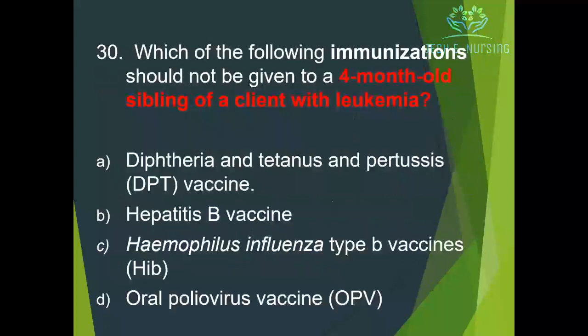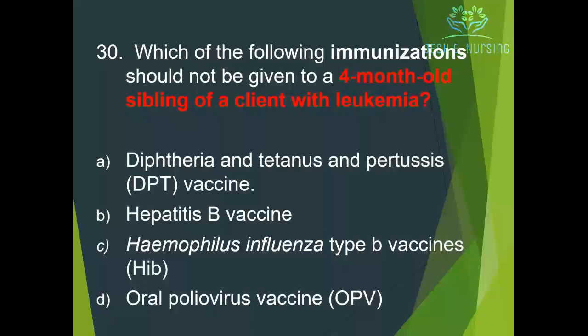Okay. Question number 30. Which of the following immunizations should not be given to a 4-month-old sibling of a client with leukemia? Always remember, according to the immunization schedule, we can give immunizations to the children, except live vaccines to immunosuppressed children. The baby with acute lymphocytic leukemia has lower immunity than a normal child.